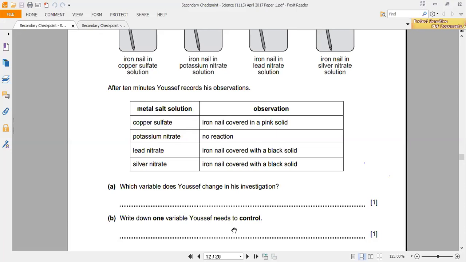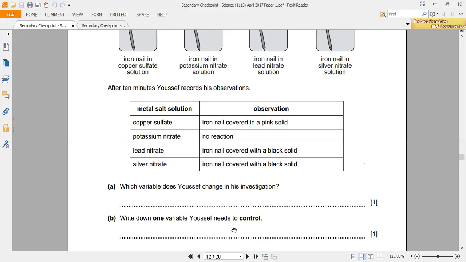So here, which variable does Yusuf change in his investigation? Of course, he did change the metal salt solution. Okay, this is the changing one, or the independent variable.